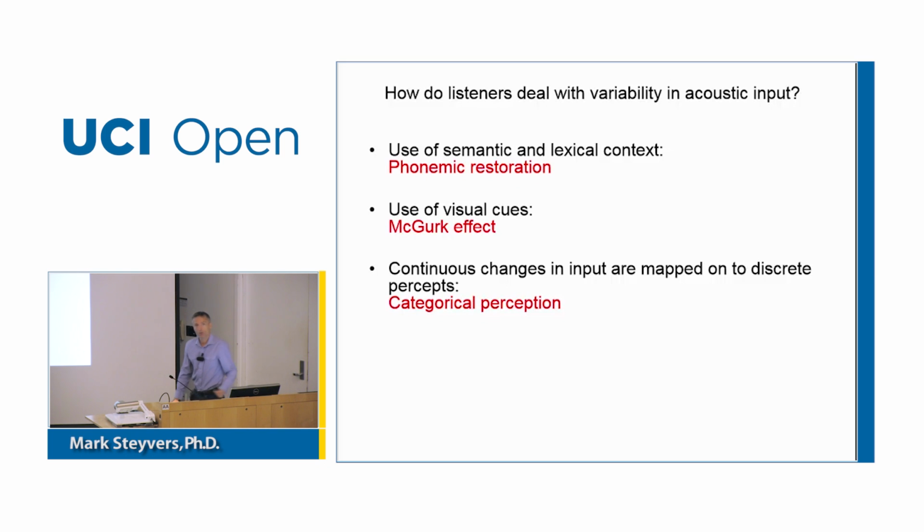We also use visual cues, much more so than we think. When you look at somebody's lips while you're listening to them, that has actually a great contribution to the level of understanding you get from what somebody's saying. And finally, we'll talk about categorical perception, what you know about words, what you know about phonetic contrasts around the world, that influences your perception of individual phonemes.